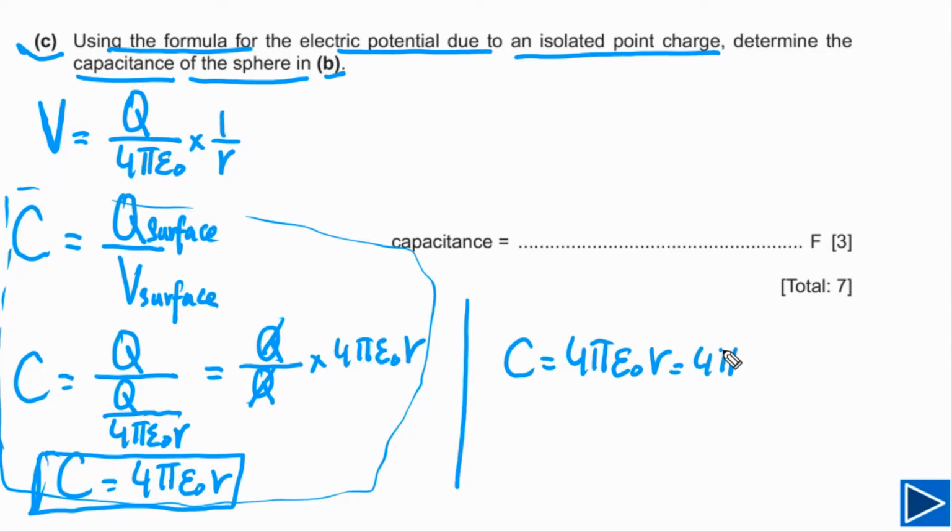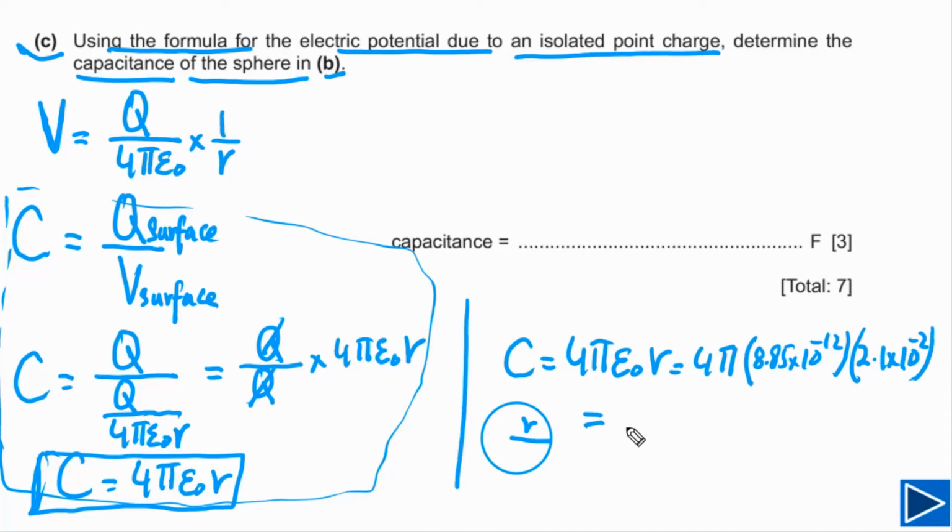4 pi is a constant. Epsilon naught is 8.85 times 10 to negative 12. R is the radius of the sphere. So R is the radius because we are talking about the charge at the surface of the sphere. So let me redraw this here. In this case, we are talking about the charge at the surface. So R is this radius. And the value of R we have already found. That was equal to 2.1 centimeters. So we have to convert this into meters.